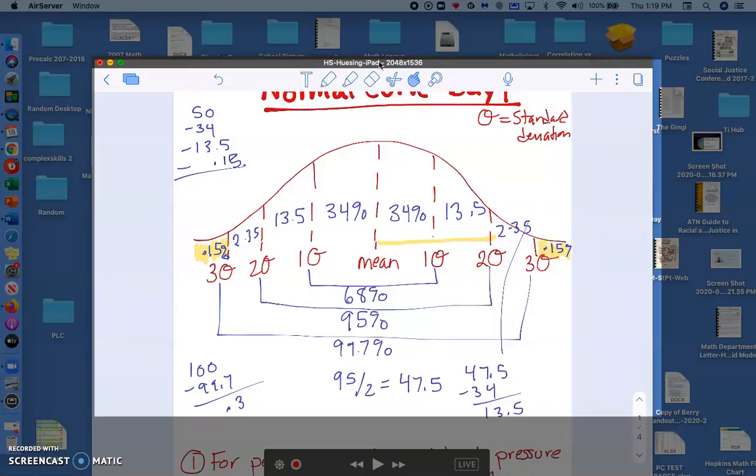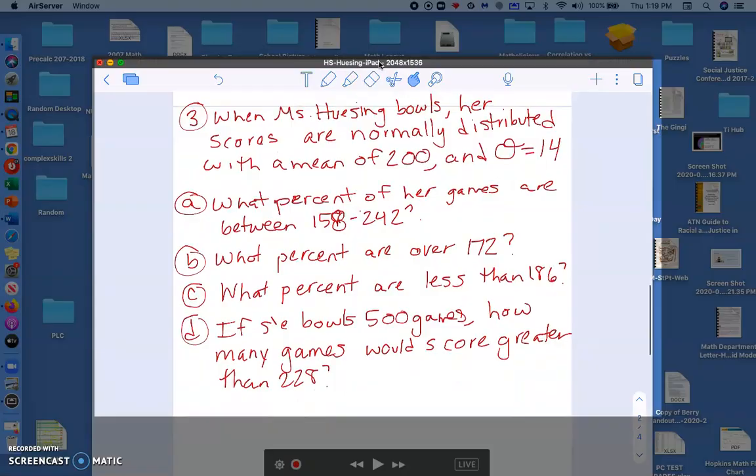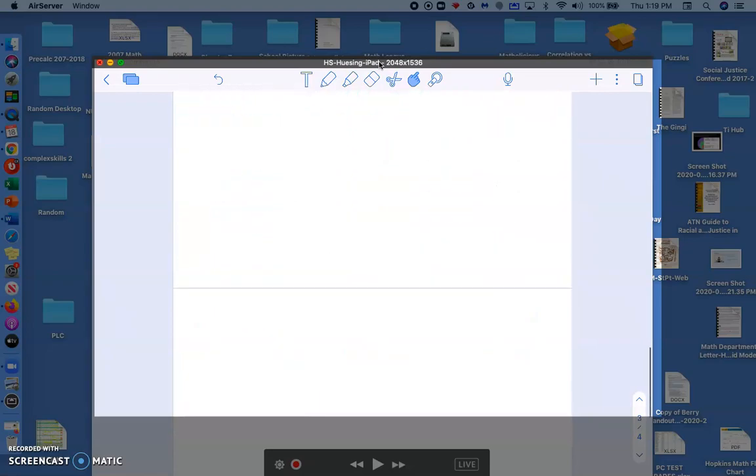So the second problem we're going to look at, and again, I'm going to have you pause the video and write this down. All right, I hope you guys are impressed with my bowling scores here. I'll be honest, I barely bowl over 100, but I decided to make me look like a good bowler here. So again, first thing we're going to do is make a normal curve.